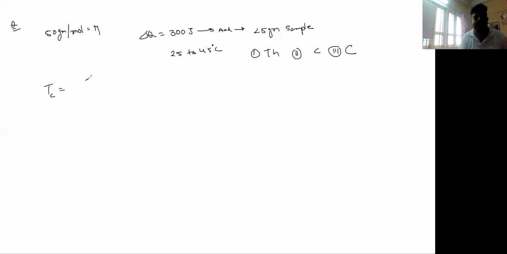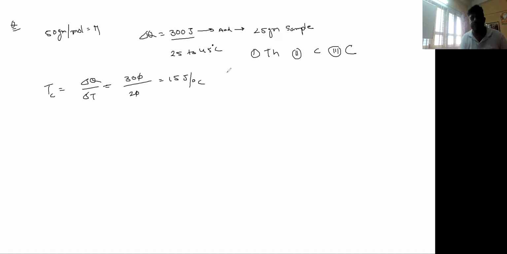The formula of thermal heat capacity is del Q by del T. So del Q is 300, and del T is 25 to 45, that means 20. So how much do you have? 15 joule per degree centigrade. You can write in degree centigrade, you can write in Kelvin, no issue.